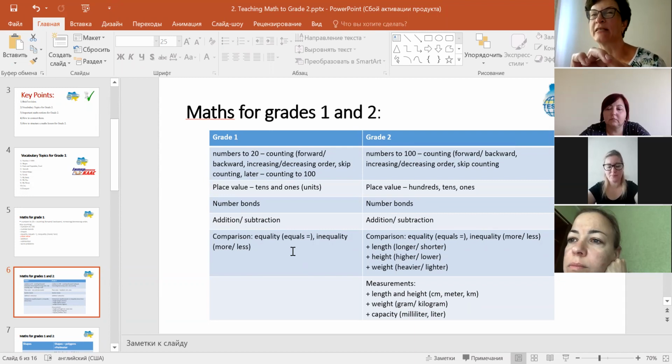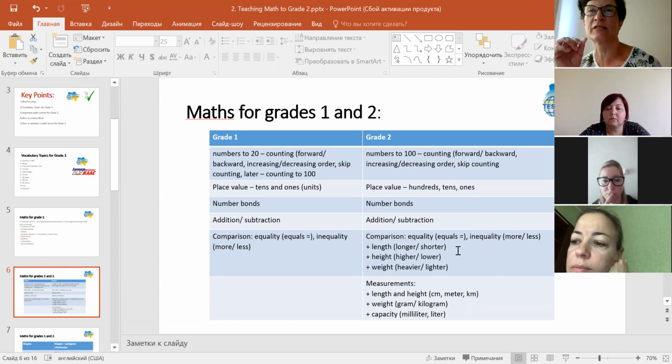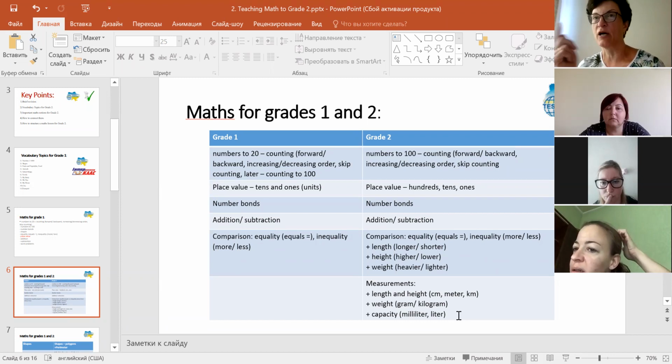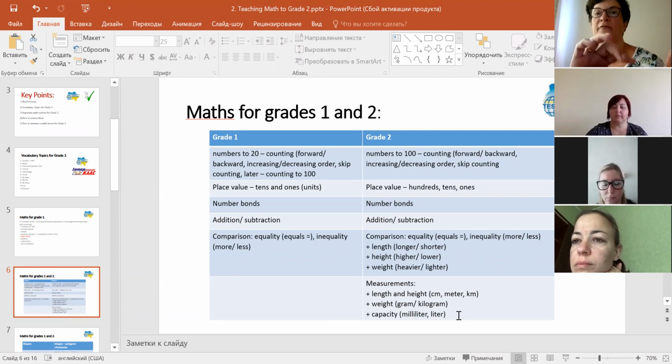For comparison, we also have equality, inequality, but we add length, shorter, longer, height, higher, lower, and weight, heavier and lighter. In most books, in Ukrainian and in British books, the measurements are important. So measurements are very connected with comparisons. We measure and we compare. We do length and we compare longer. We do height, we compare higher, lower. We do weight, we compare heavier, lighter.